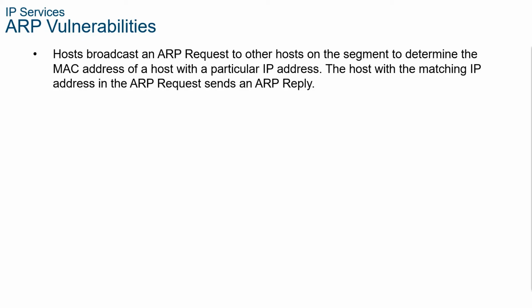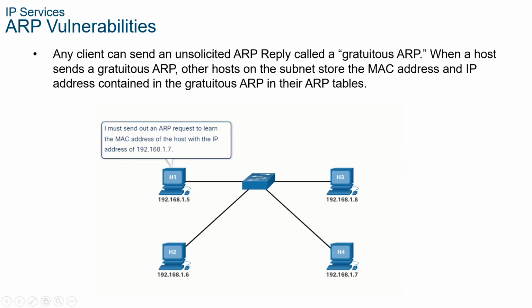A host broadcasts an ARP request to other hosts on the segment to determine the MAC address of the host with a particular IP address. All hosts on the subnet receive and process the ARP request. The host with the matching IP address in the ARP request sends an ARP reply. Now, here's the ARP process.